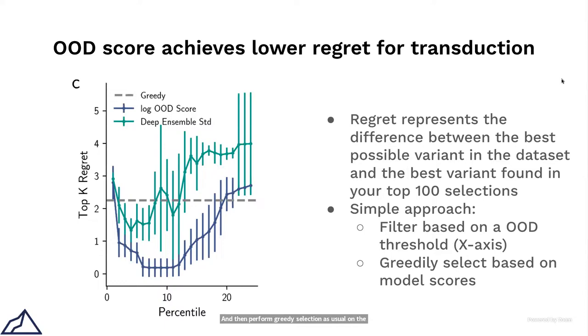Let's take the example of the 10 percentile mark. Again, we know high scores correspond to more out of distribution, so we want lower scores, because those are more likely to be in distribution. At the 10 percentile mark, we take the 10% of sequences that have the lowest OOD score, and we perform this greedy selection both for the OOD score and the deep ensemble score. And we see across the board that you're going to achieve lower regret with this method.